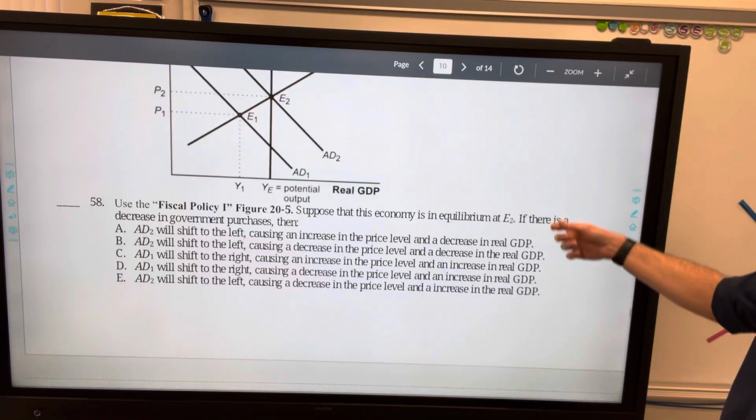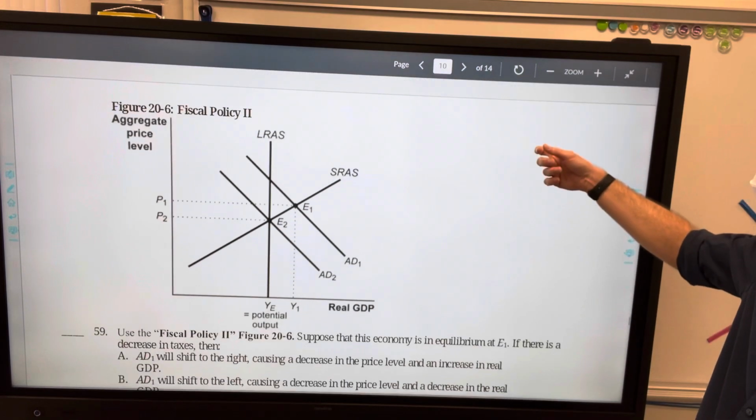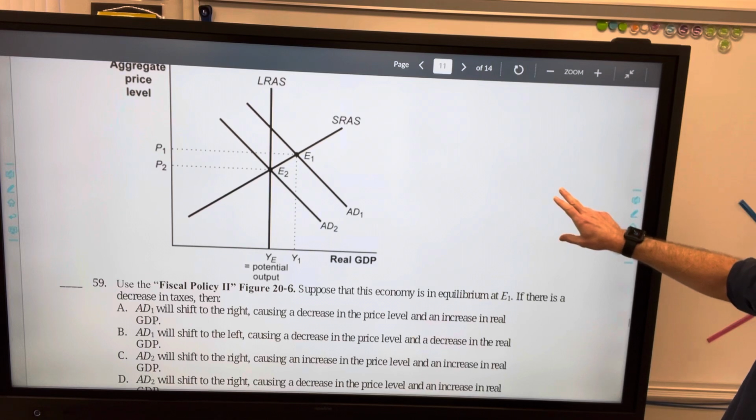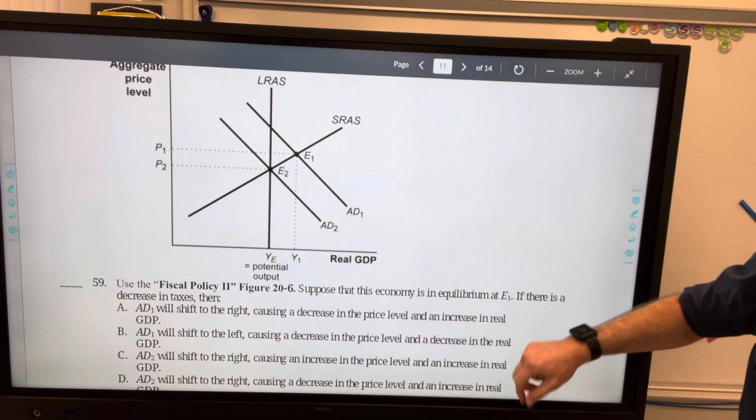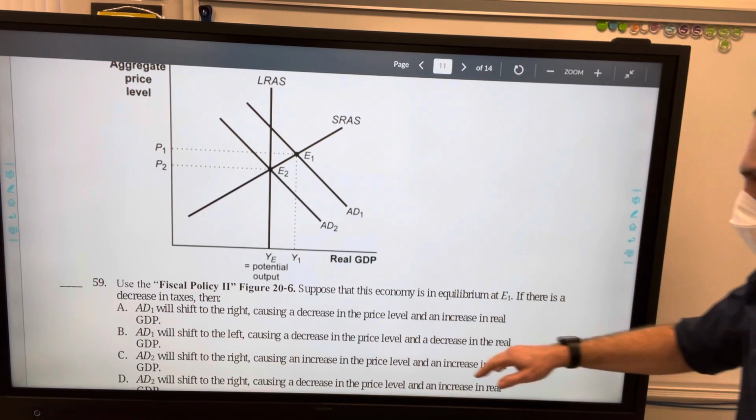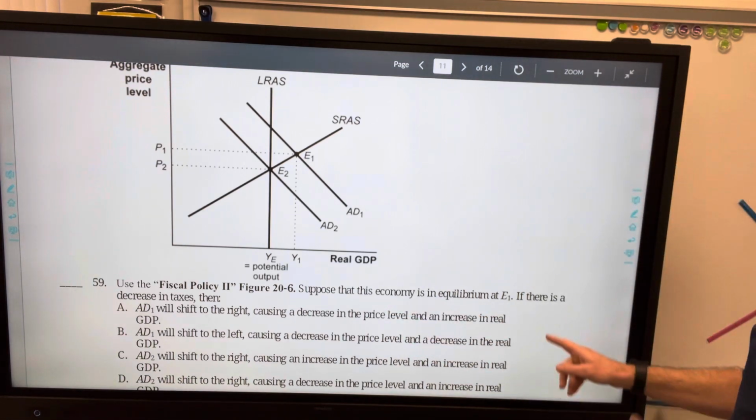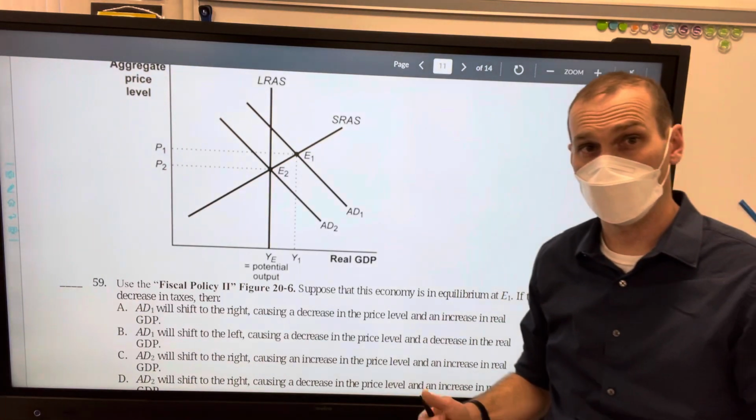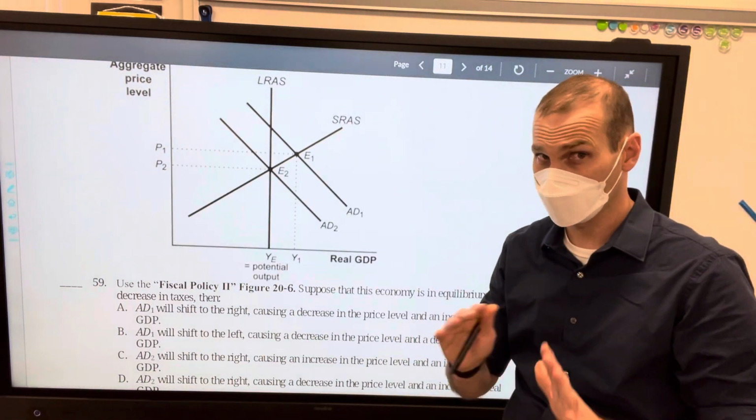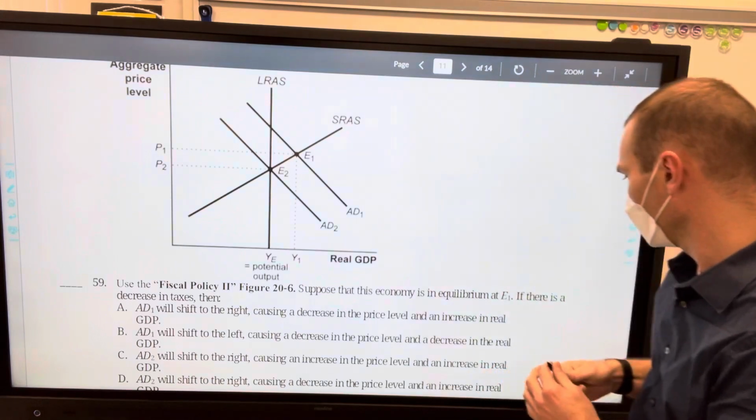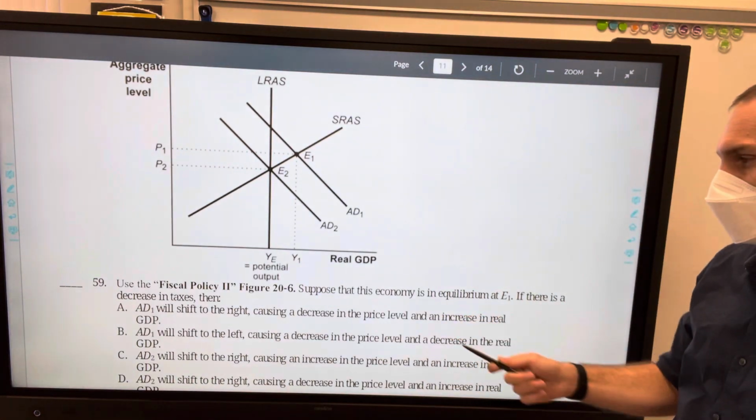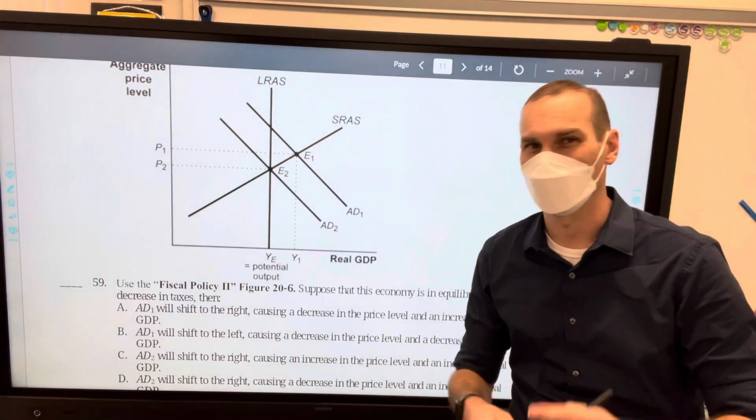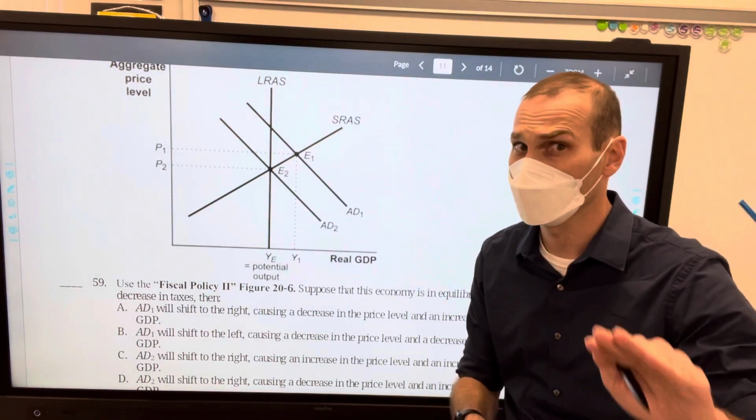All right, let's keep moving along. Next one is 59. So 59, tricky one. All right, so 59 says, suppose this economy is in equilibrium E1, right there. That means there's an expansionary gap, unemployment's below the natural rate, above potential output. So if there is a decrease in taxes, then, all right, so for E1, this is a really good question because they're trying to trick you, but man, they're directly saying it.